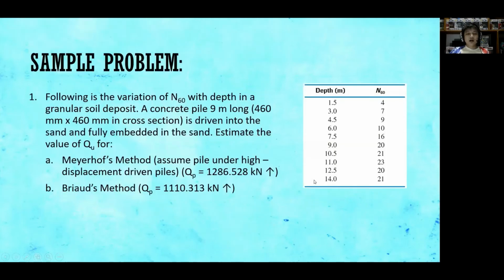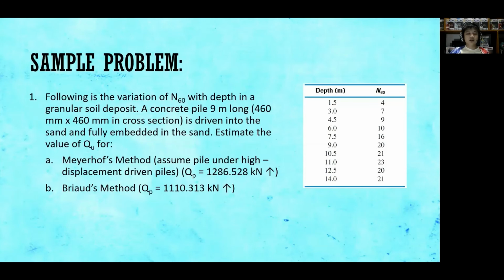So let's take our sample problems. For problem number 1, following is the variation of N60 with depth in a granular soil deposit. A concrete pile that is 9 meters long, 460 millimeters by 460 millimeters in cross section, is driven into the sand and fully embedded in the sand. Estimate the value of Q sub U.